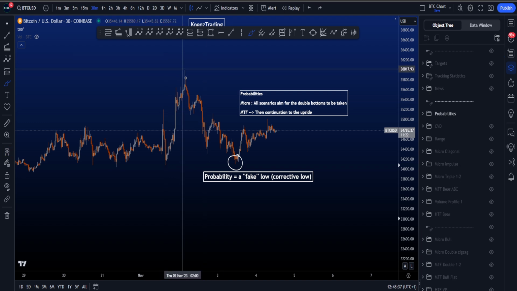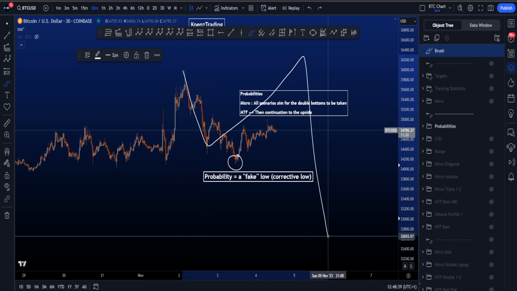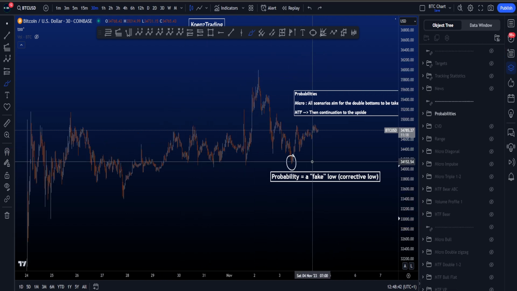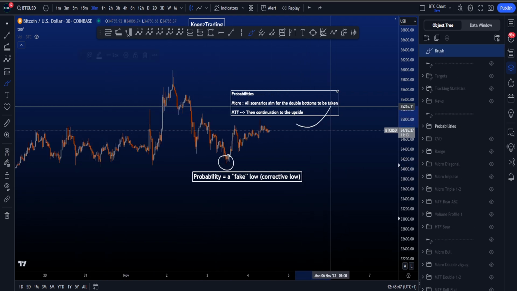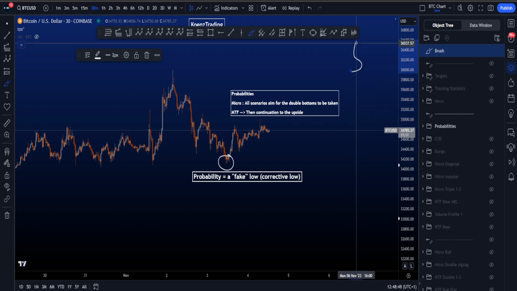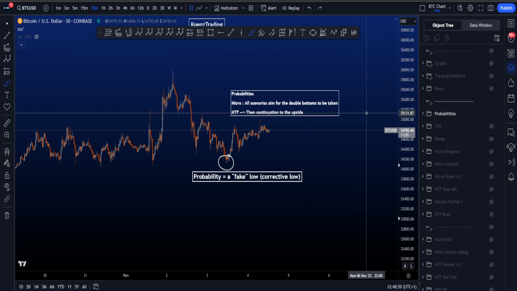Even if you take the high now and potentially then an ABC flat, the probabilities are still higher. You're going to take these lows, you're going to move to the downside before you get a true move to the upside for a potential wave 5 or continuation in the bullish market.